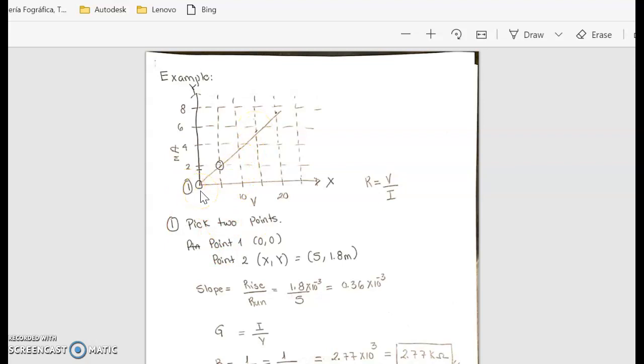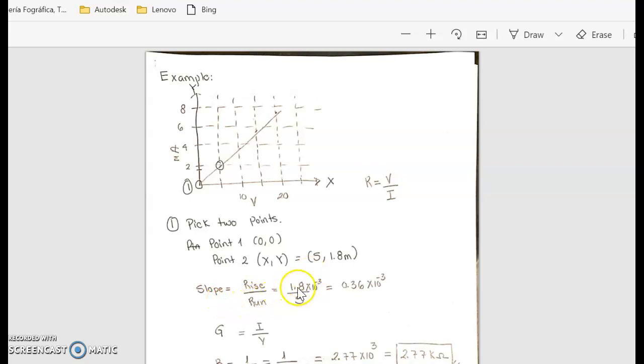For simplicity, I chose the origin, which is 0, 0, and then I chose this other point right here. Could I choose any other point? The solution should be the same. So for X, which is my voltage, I'm going to choose 5 volts. And then for my Y, I chose this point, which I calculated to be 1.8 milli. Be very careful with the units, it is giving us milliamps. Then I write the definition of a slope, which is rise over run.